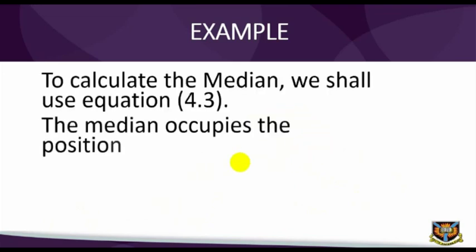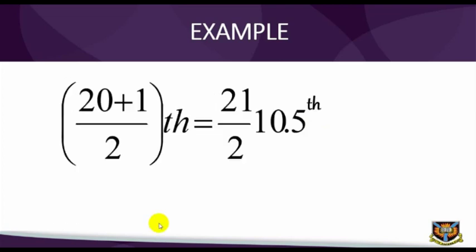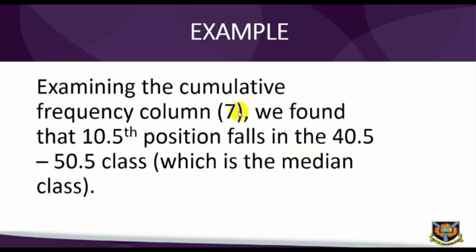To calculate the median, we shall use equation 4.3. The median occupies the (n plus 1) over 2 position. 20 plus 1 over 2 is equal to 21 over 2, which is the 10.5 position. Examining the cumulative frequency column 7, we find that the 10.5th position falls in the 40.5 to 50.5 class, which is the median class.